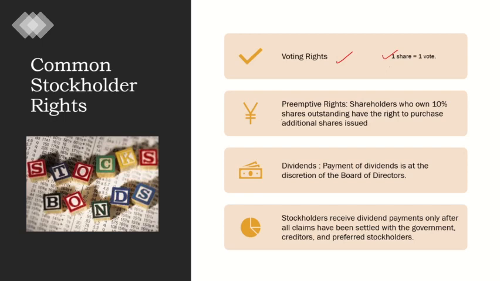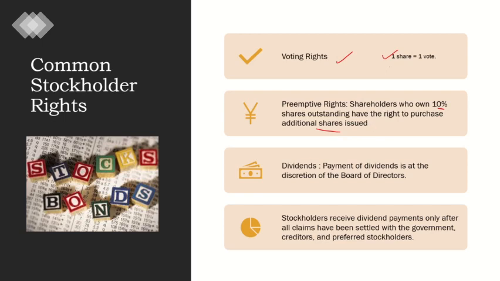Kemudian yang kedua adalah preemptive right, which is shareholders who own 10% share outstanding have the right to purchase additional shares issued. Ya. Maksudnya dia ada right untuk beli additional share lah. Kalau company tu issue additional share, dia dululah ada keupayaan untuk tambah.